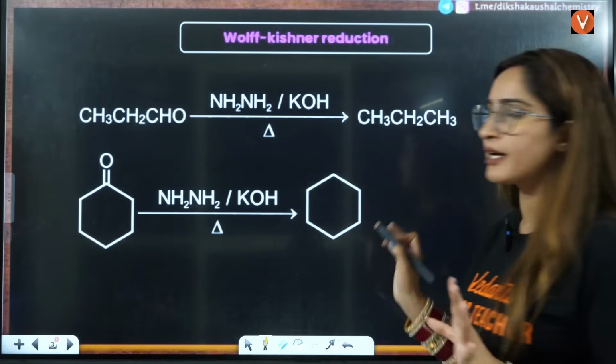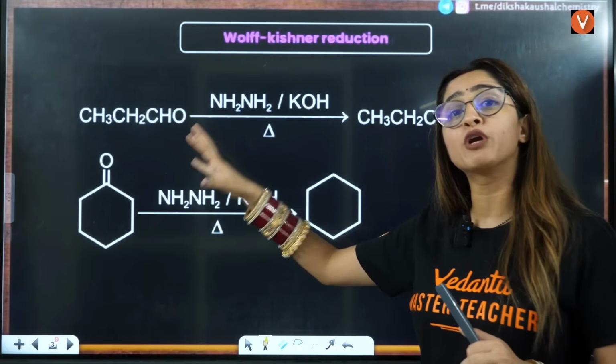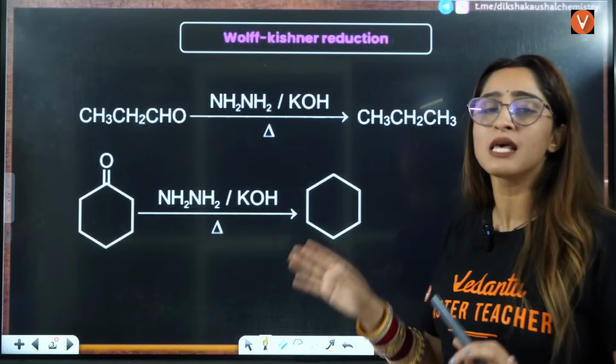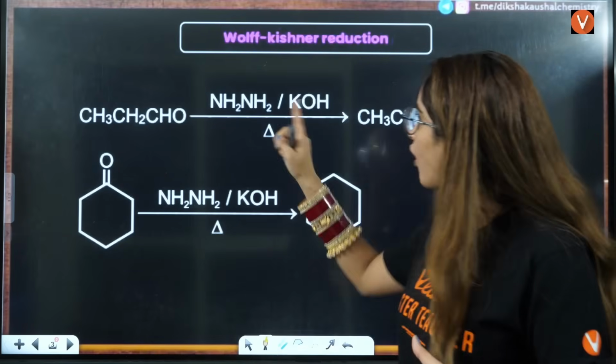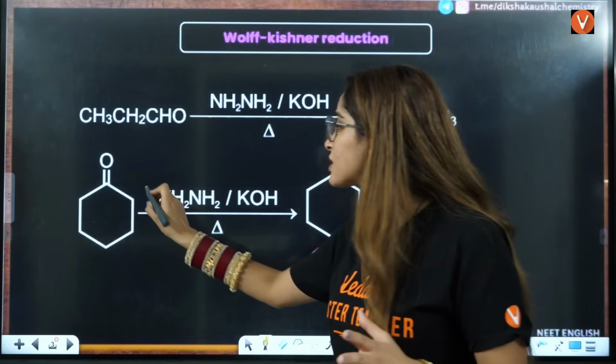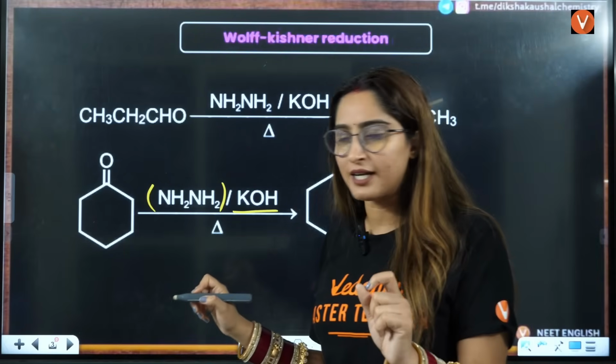In Wolff-Kishner reduction, we have a C double bond O, and we are going to reduce it into two hydrogens. And this is done in two ways, right? One is basic condition, which is Wolff-Kishner reduction, where you use hydrazine in presence of KOH and heat. That is under basic conditions, right?